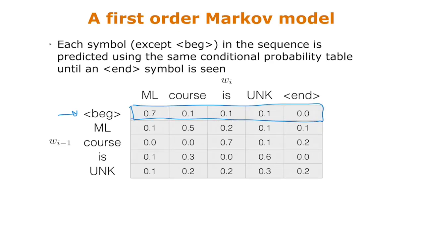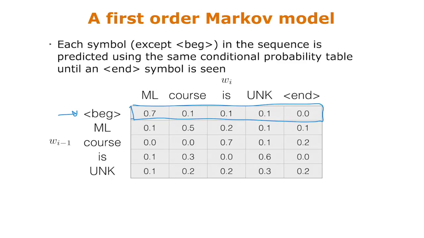Notice that none of the preceding words can be the end symbol because we don't generate anything after that. Similarly, beginning symbol never appears as the word that can come next. So we have a table of probabilities where each row sums to 1 and defines the probability of the next word. So let's consider a simple example just to see how to make use of this table.